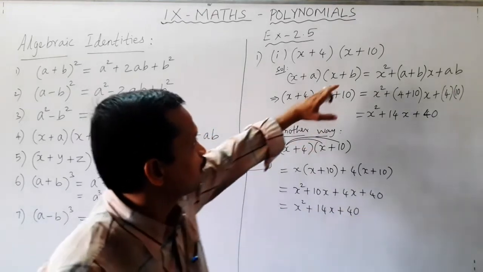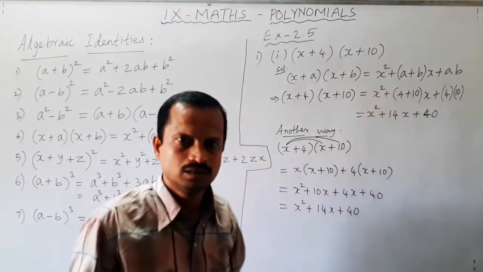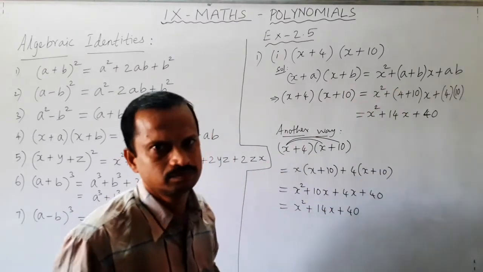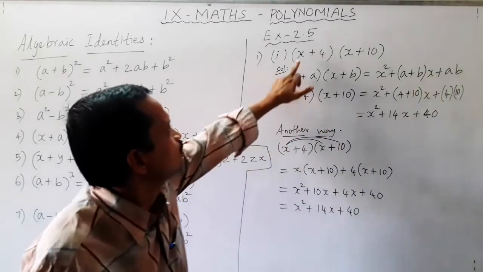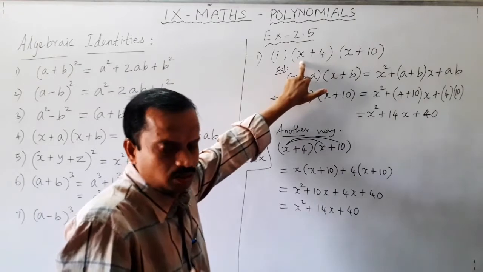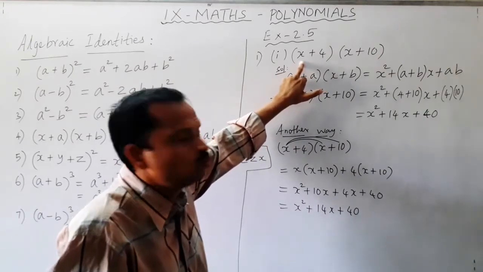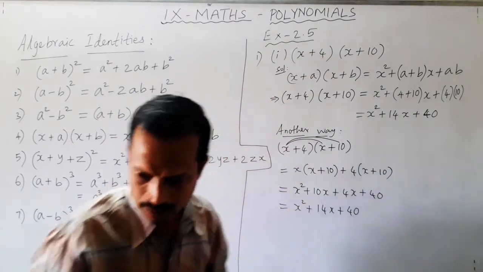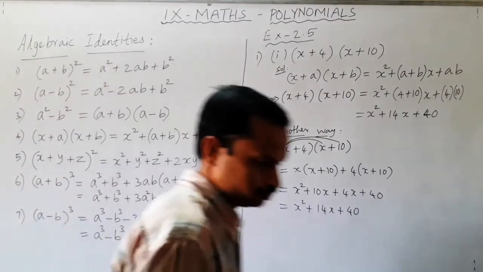I think comparing to this, the identity is easy. So here there is a chance of error, because sometimes x into x is written as 2x instead of x square. We will see one more sum. At that time you yourself feel whichever is easy. Clear? So this is the way of answering. Take it. Okay. So now coming to the next one.